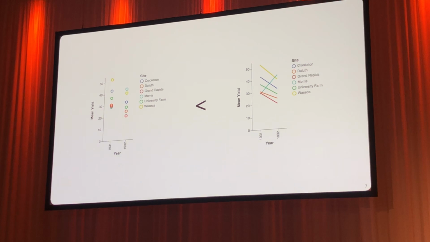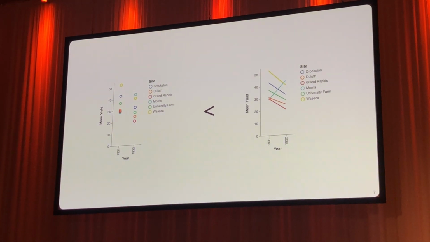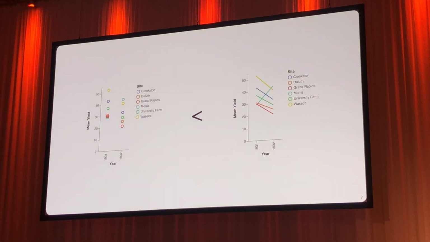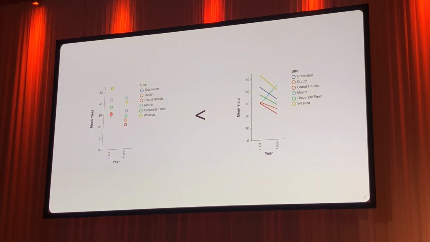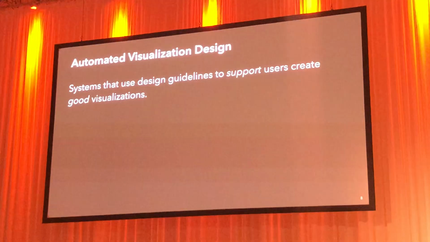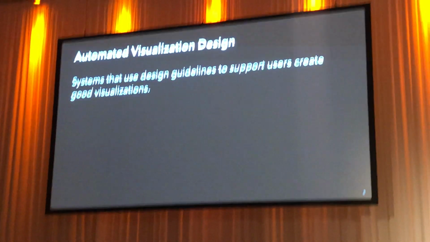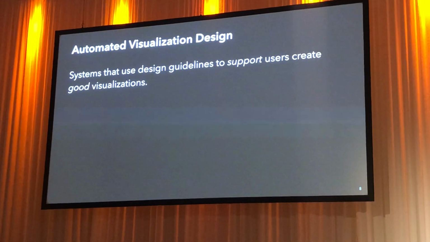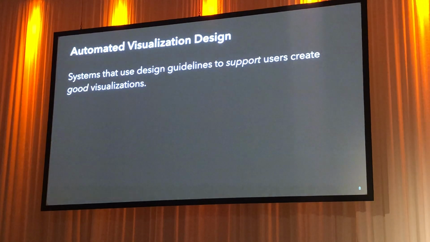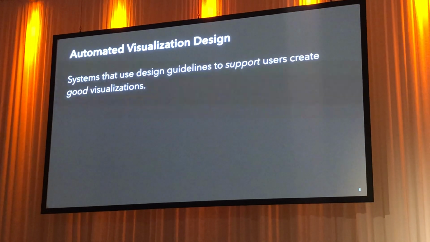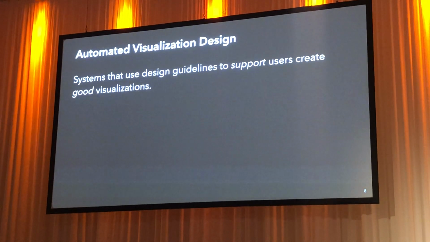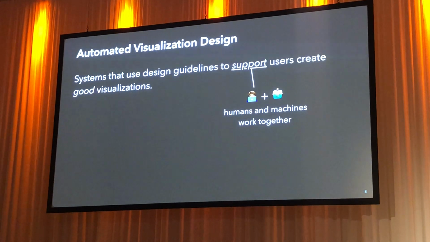So researchers have developed systems that help us encode these design rules that we're applying in order to make this process, that's usually tedious and requires design expertise, easier. And these are called automated visualization design systems. These are systems that use design guidelines to support users to create good visualizations. Supporting here means that there's a human and a machine working together.